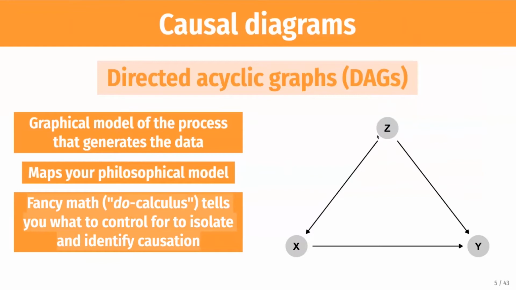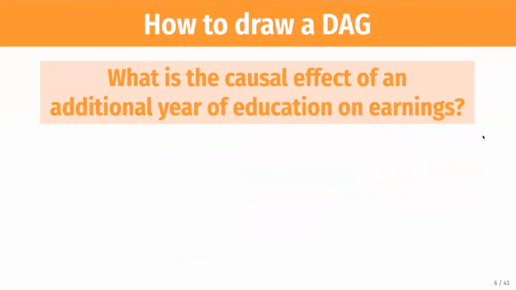But we know what we need to control for. We know what we need to adjust for because of this graph. We can see that Z is confounding both of those things. And so using this graph, it essentially tells us how to analyze the data, this observational data, so that we can tell a causal story. Okay, so we're going to do an example of building one of these directed acyclic graphs, or DAGs.